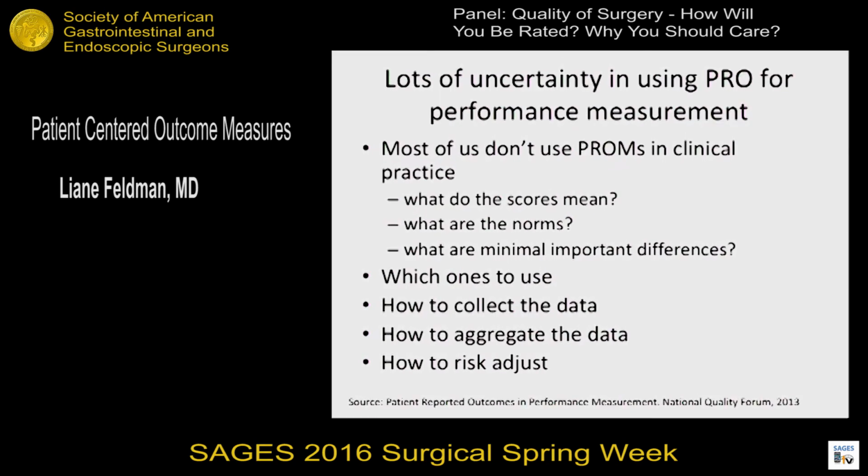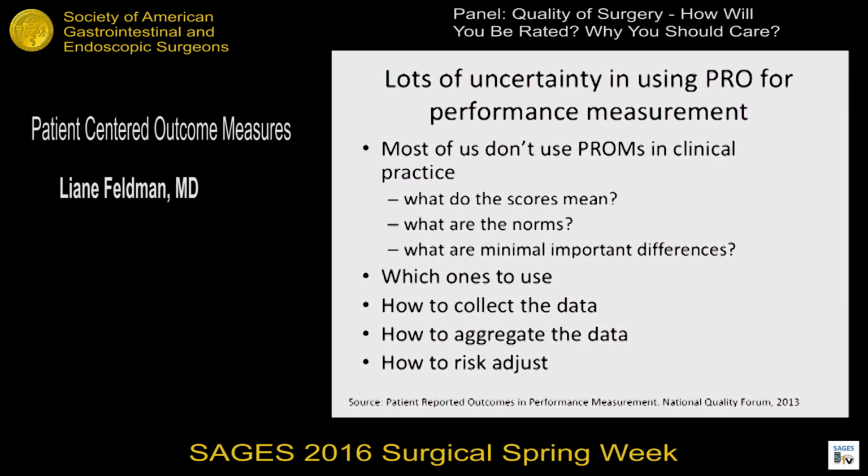So we don't have a good handle on what the scores mean. We don't have a good handle on what the norms are. And we don't know, in many of these cases for the diseases that we treat, what the minimal important differences are. We don't have core outcome sets for most diseases that we treat. So we don't really know which ones to use. We don't know how to collect the data. How do we get patients to fill out questionnaires? Language issues, cultural issues, literacy issues.